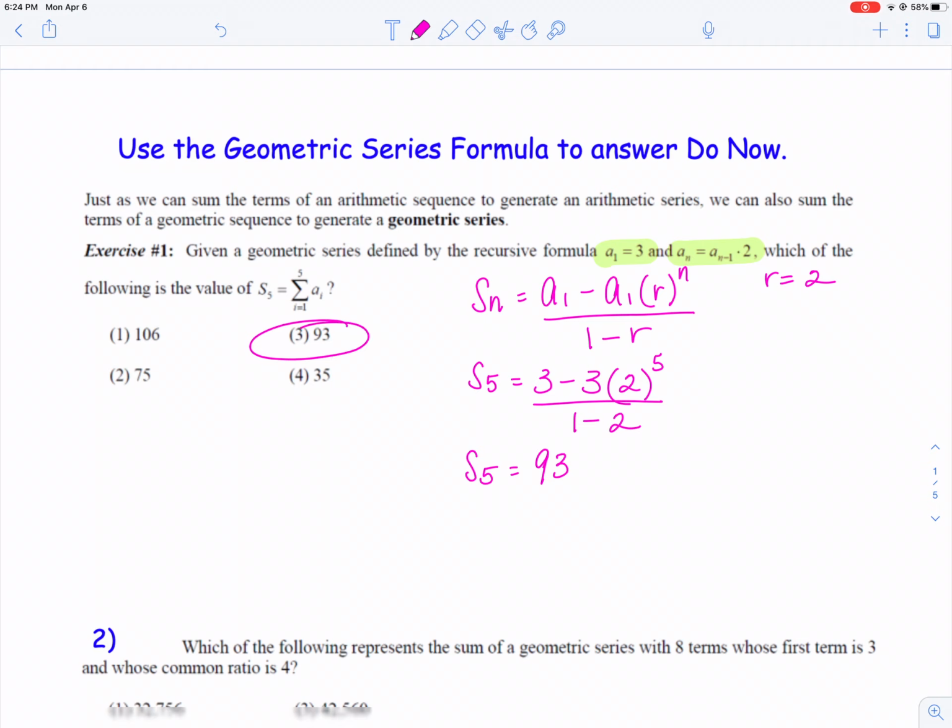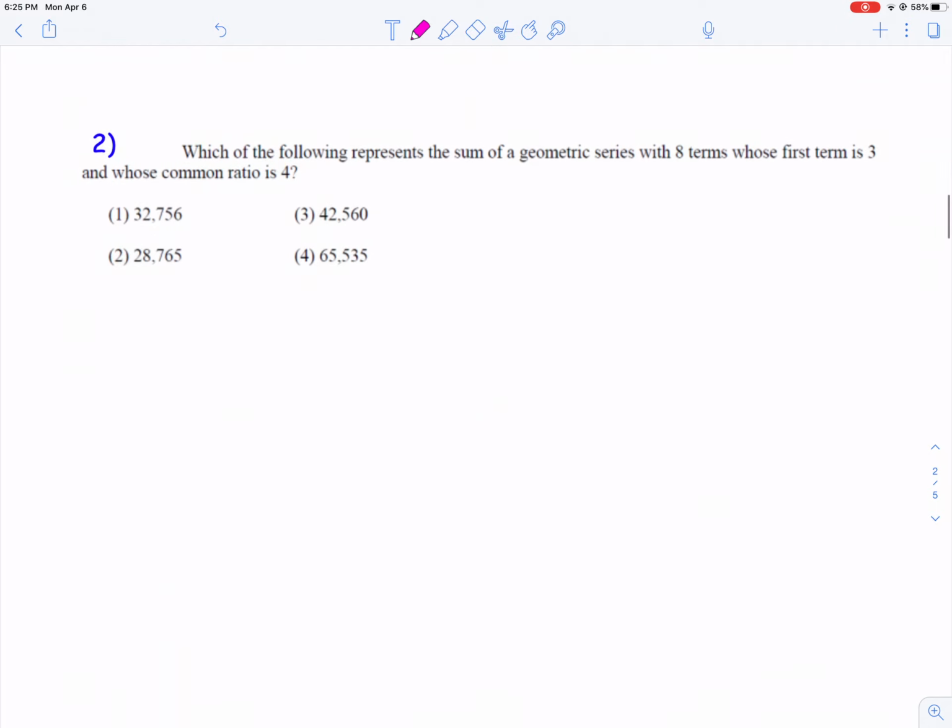So that's just using your series formula to get your series. Okay, so let's take a look at number 2. Let me do another one with you. Which of the following represent the sum of a geometric series? Okay, and now they're talking about 8 terms.